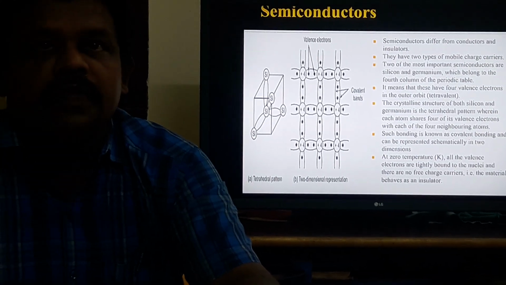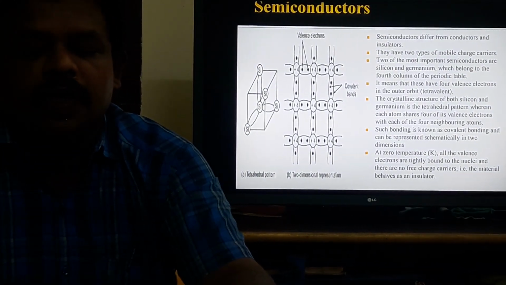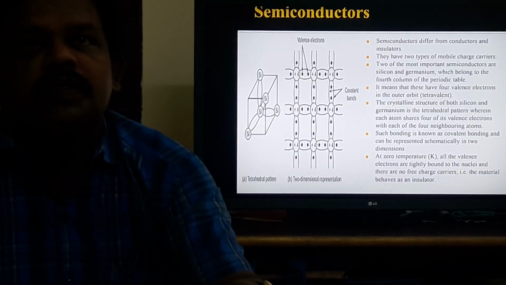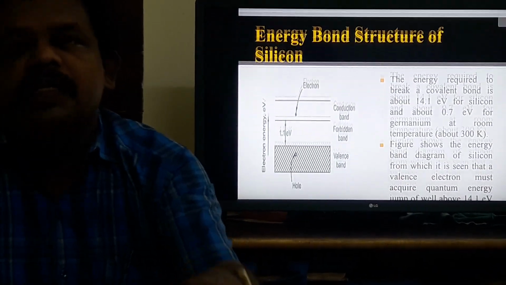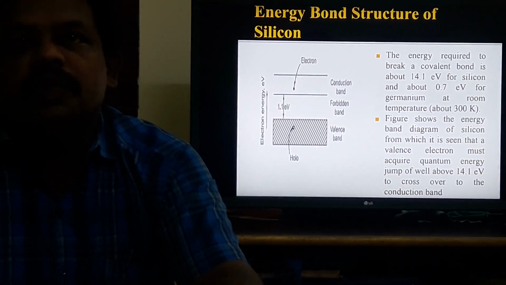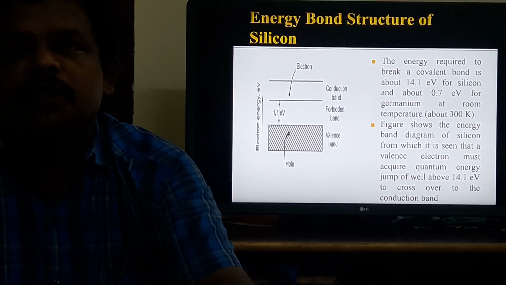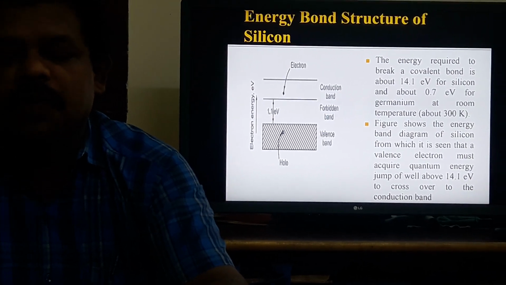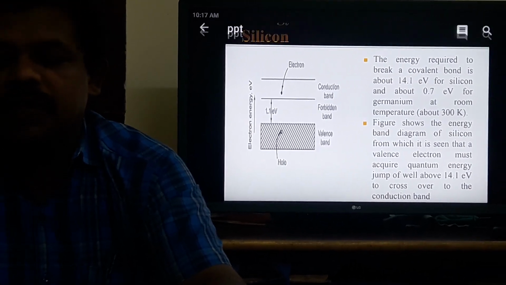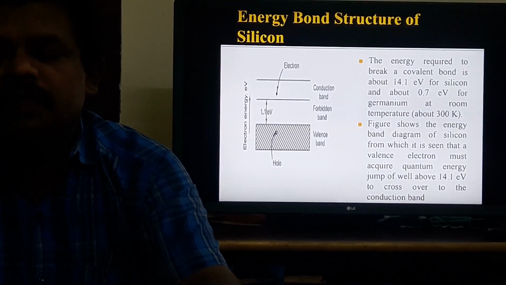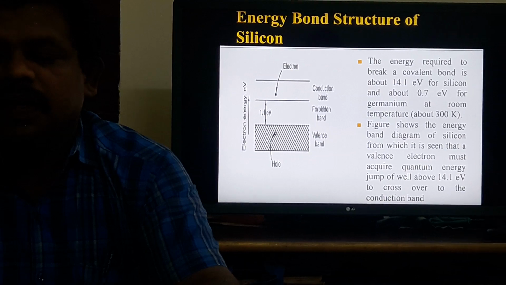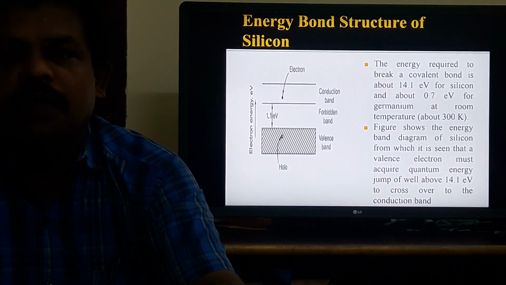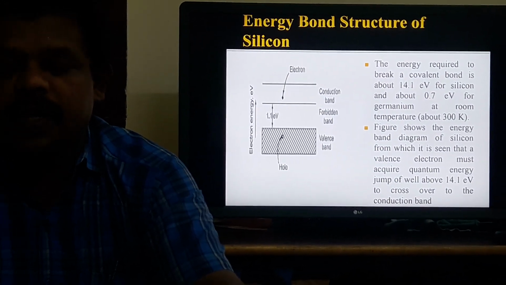At room temperature, all the valence electrons are tightly bound to the nuclei, and there are no free charge carriers, that is, the material behaves as an insulator. Energy band structure of silicon. The energy required to break a covalent bond is about 1.1 electron volt for silicon and 0.7 electron volt for germanium at room temperature. The figure shows the energy band diagram of silicon, from which it is seen that a valence electron must acquire a quantum energy jump of well above 1.1 electron volt to cross over to the conduction band.